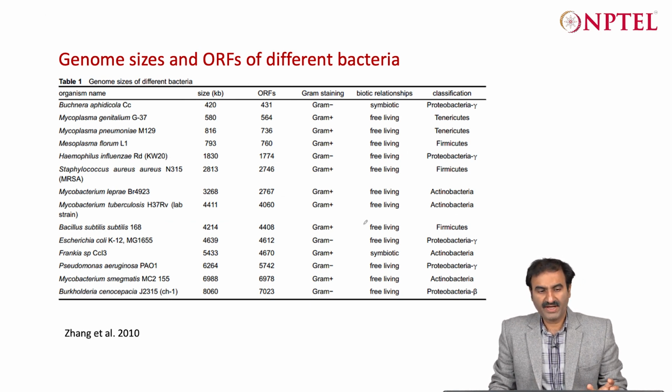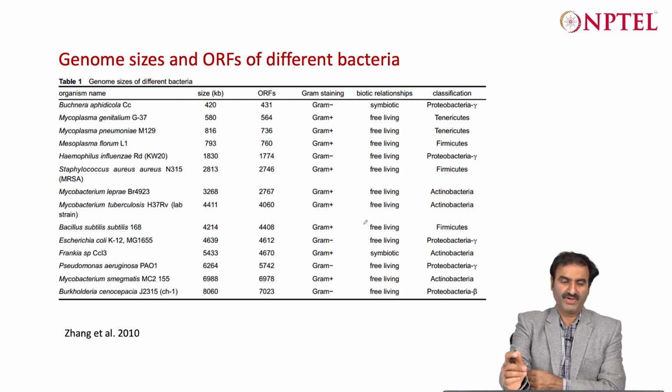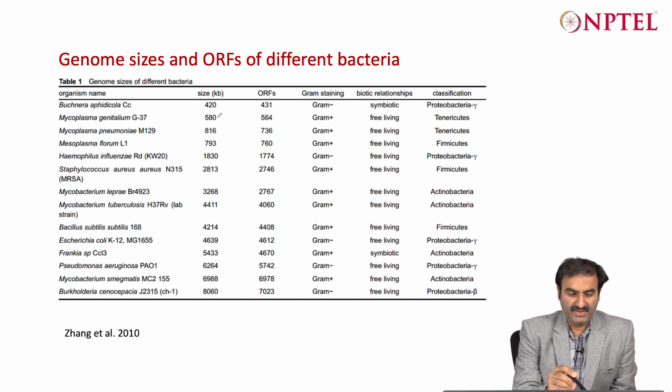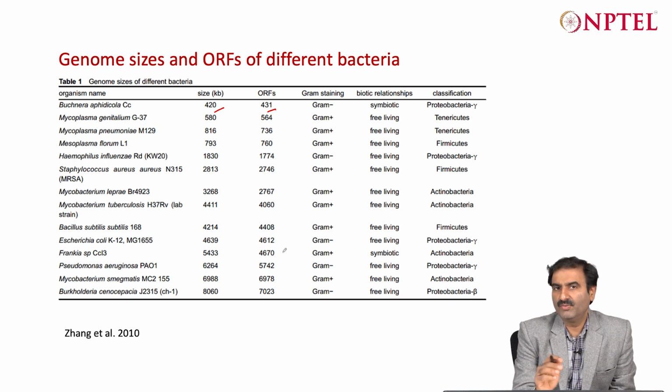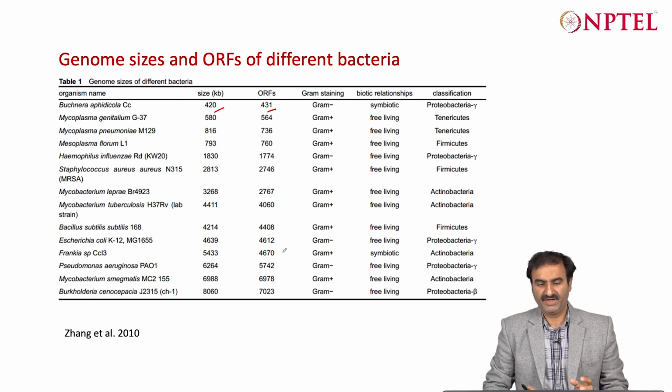Just have a look at the different genome sizes and their ORFs which are known. You can see that the size of the genome is very small, and the number of ORFs is also small, and it keeps on increasing with respect to the genome size. Almost 1 MB, which is 1 million base pairs, will contain about 1000 genes. So generally it is this kind of ratio.